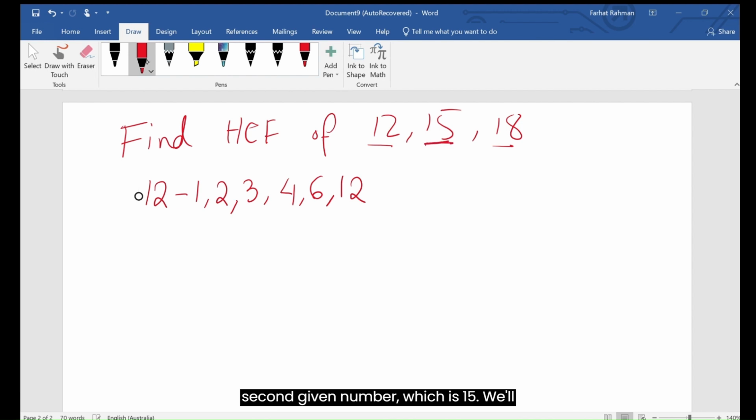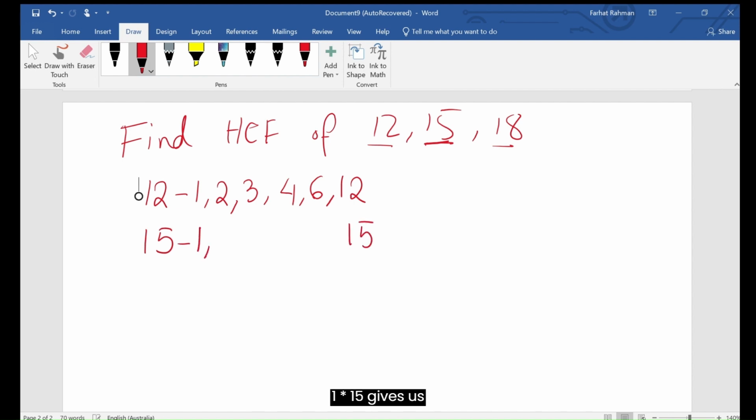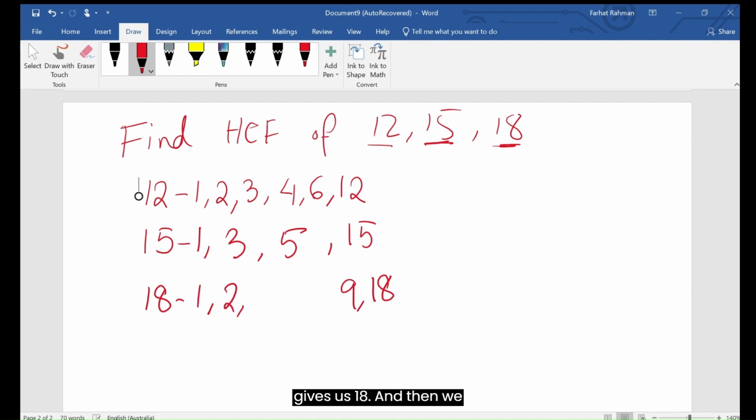Let's move on to the second given number, which is 15. We'll start with 1 times 15 gives us 15. 2 is not a factor of 15. We know 3 times 5 gives us 15. These are all the factors of 15. The third given number is 18. 1 times 18 gives us 18. We also know 2 times 9 gives us 18. And then we know 3 times 6 gives us 18. That's all the factors of 18.